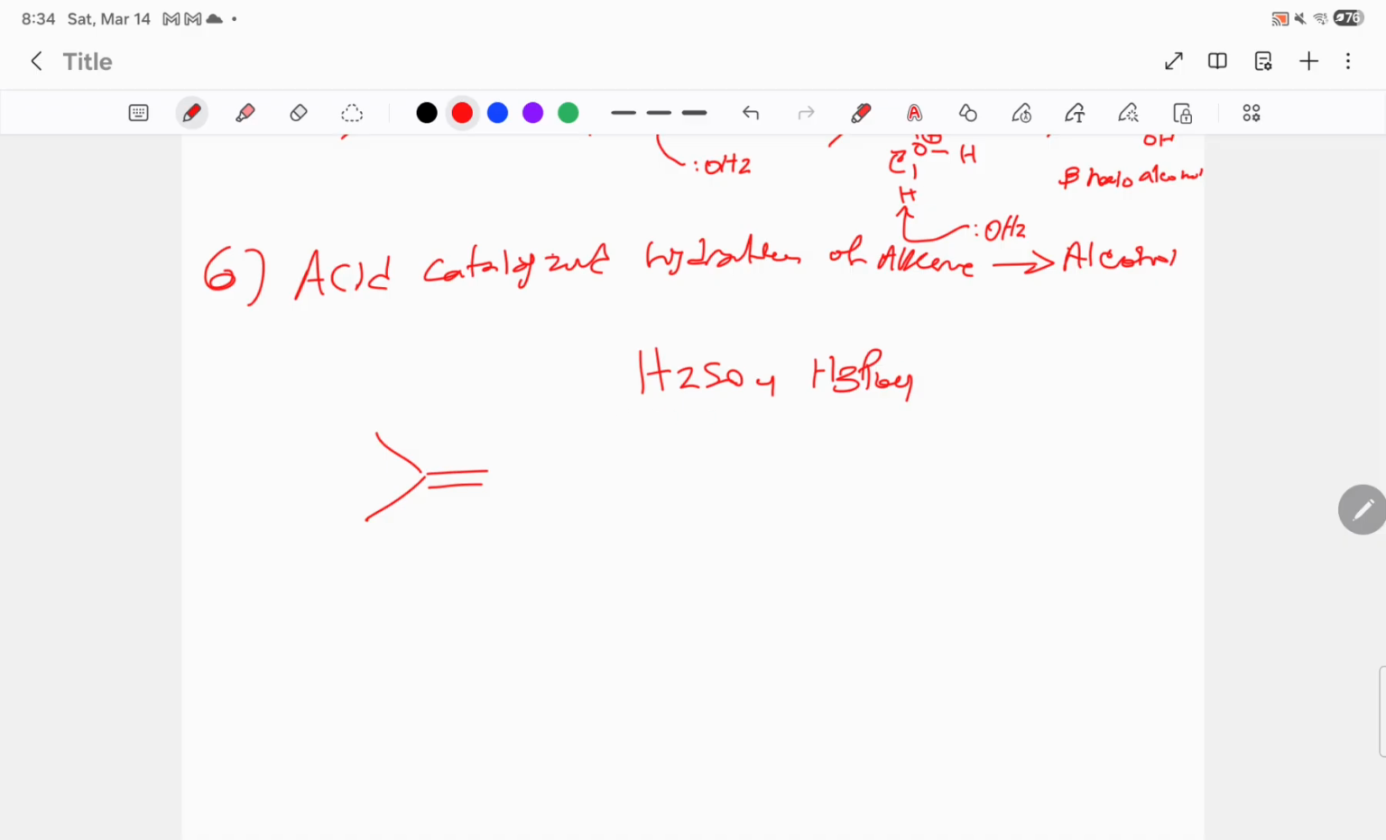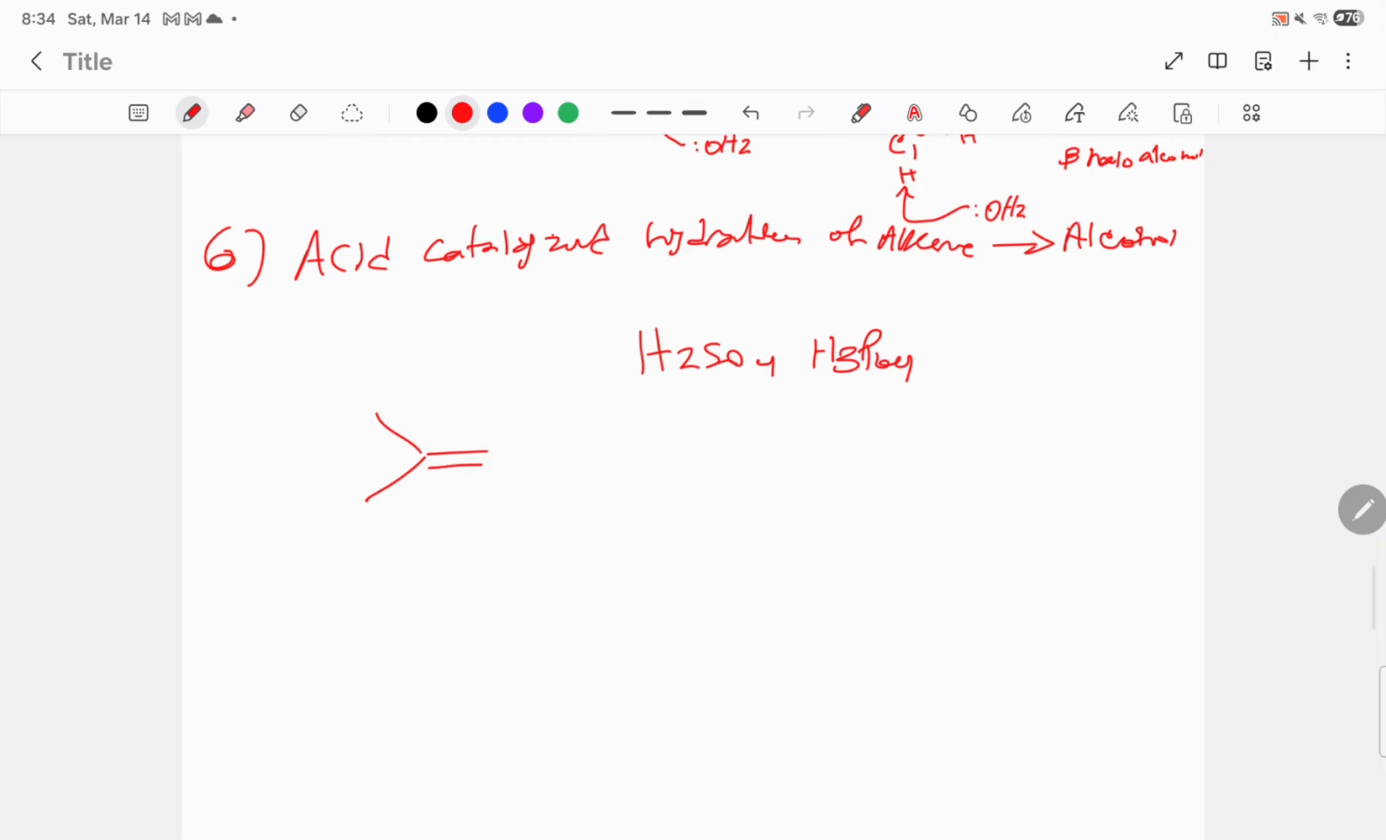Actually, in the industry, industrial hydration of alkenes, such as ethylene right here, that's not ethylene, this is ethylene, okay, uses H3PO4 at 250 degrees Celsius. So this is not a really useful laboratory reaction, but nonetheless, it's done in the industry, so it's good to learn about it. So how is this going to work?